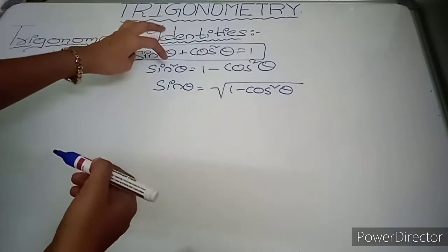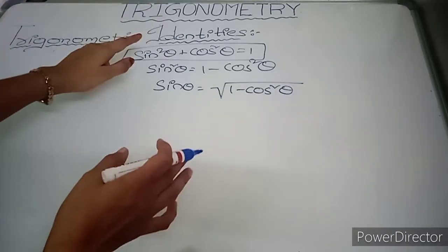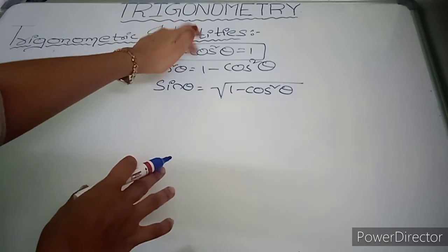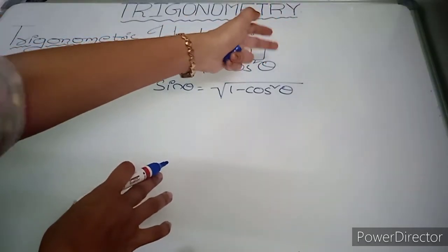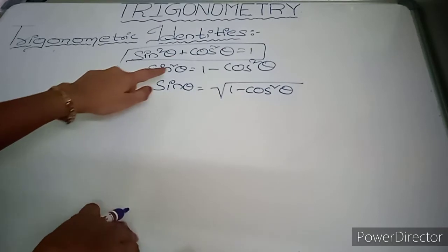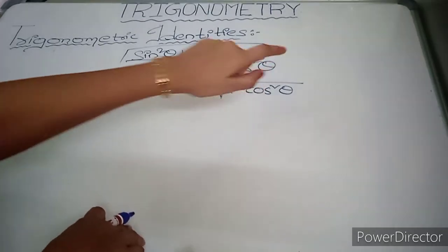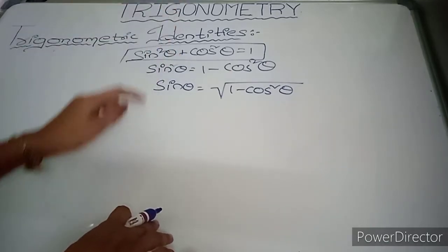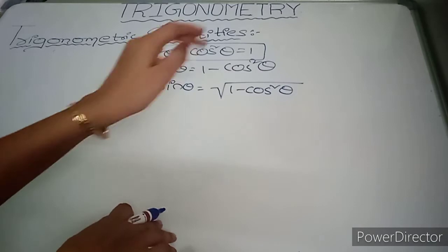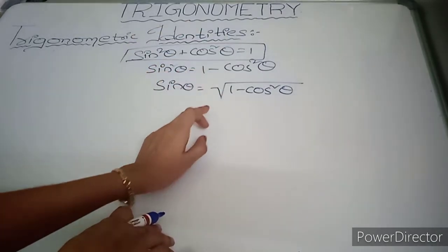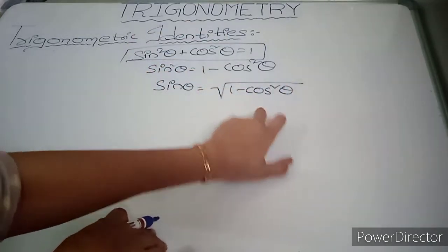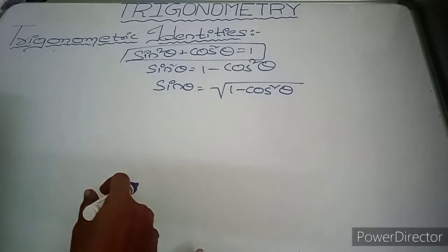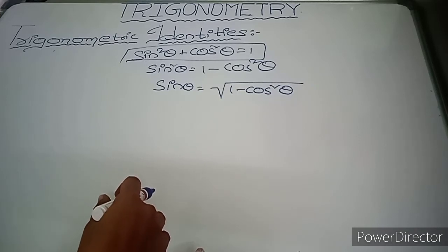First, I want to know the value of only sin square theta. So I shifted this plus cos square theta to the right side, and it changes as minus cos square theta. Sin square theta is equal to 1 minus cos square theta. Next, I removed the square from here and transposed it to the right side, where the square becomes a square root. Sin theta is equal to square root of 1 minus cos square theta.